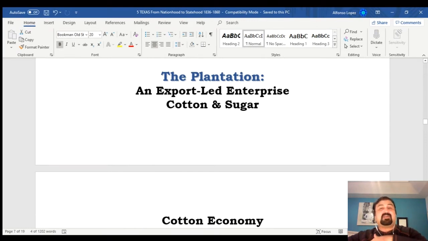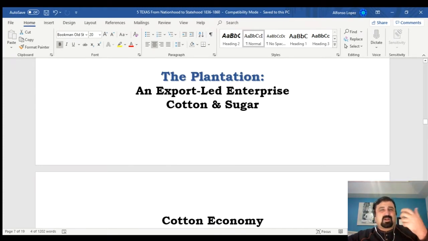The plantation itself, this is not a family business per se, even though it's run by individuals and certain families. But yes, it is in many cases an individual business, but it's geared towards the external market. It's for export. This is not for domestic consumption. Within Texas, most of the cotton is exported. If not all the cotton that is produced in Texas leaves Texas, okay?